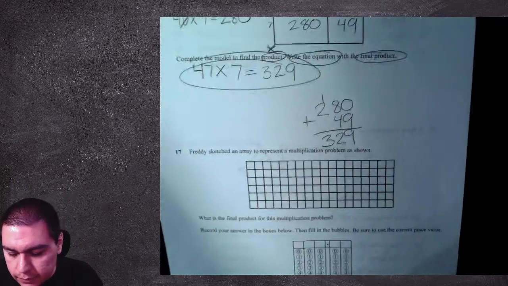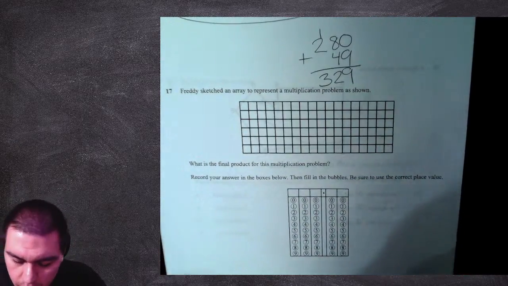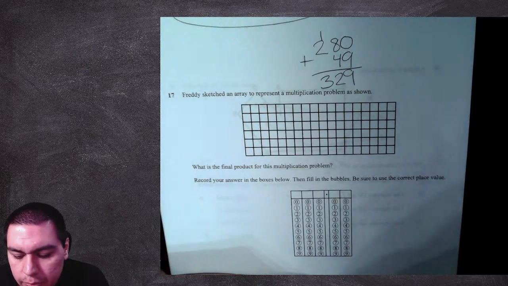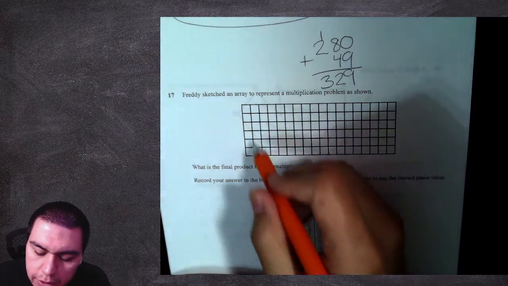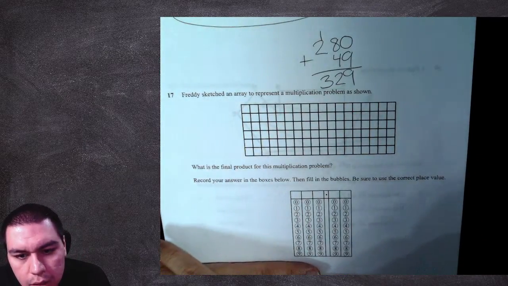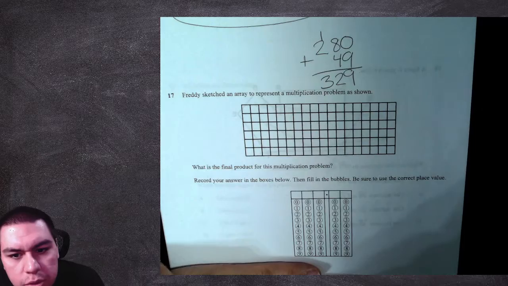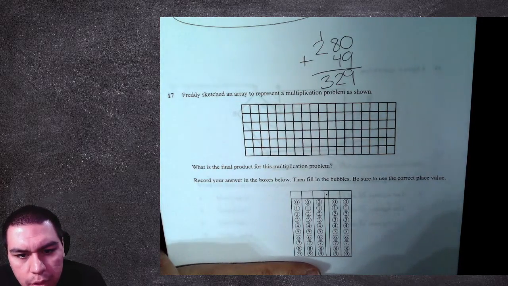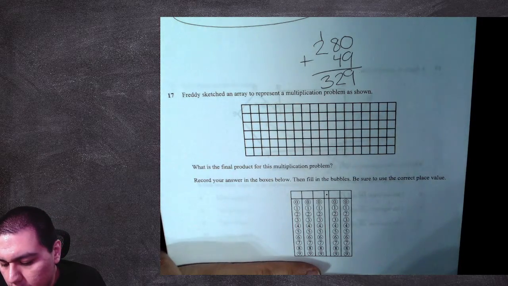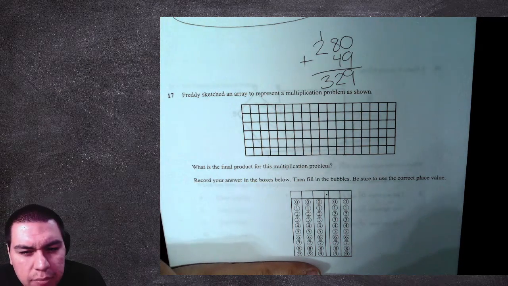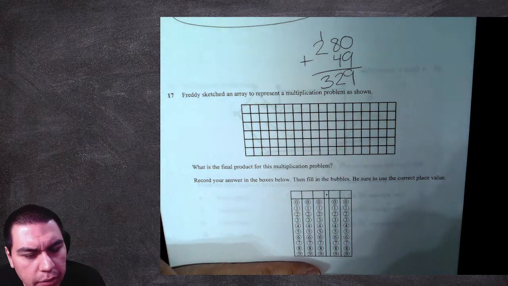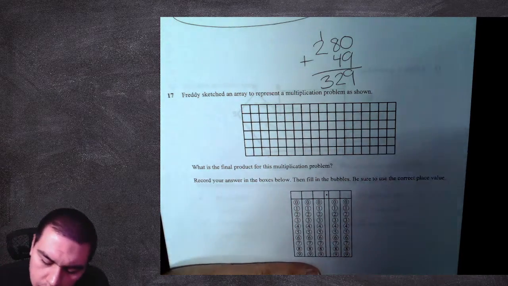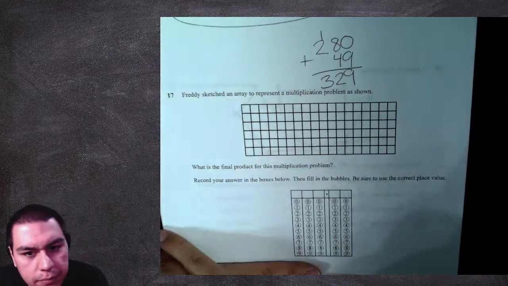Problem 17. Freddy sketched an array to represent a multiplication problem, as shown. So here's his array. Sometimes we use arrays to show multiplication problems. And when we use arrays, sometimes people get confused about what numbers we're multiplying, but it really isn't too difficult to figure out the numbers. I'm going to show you how.